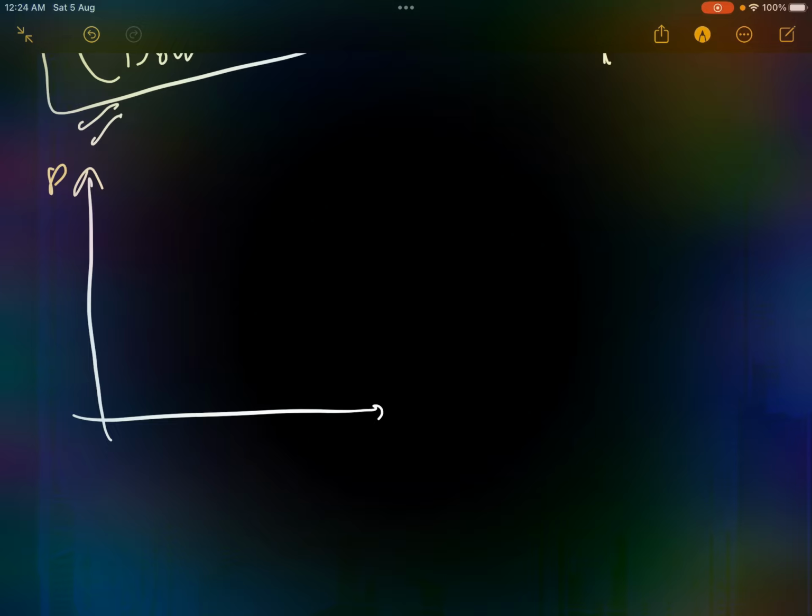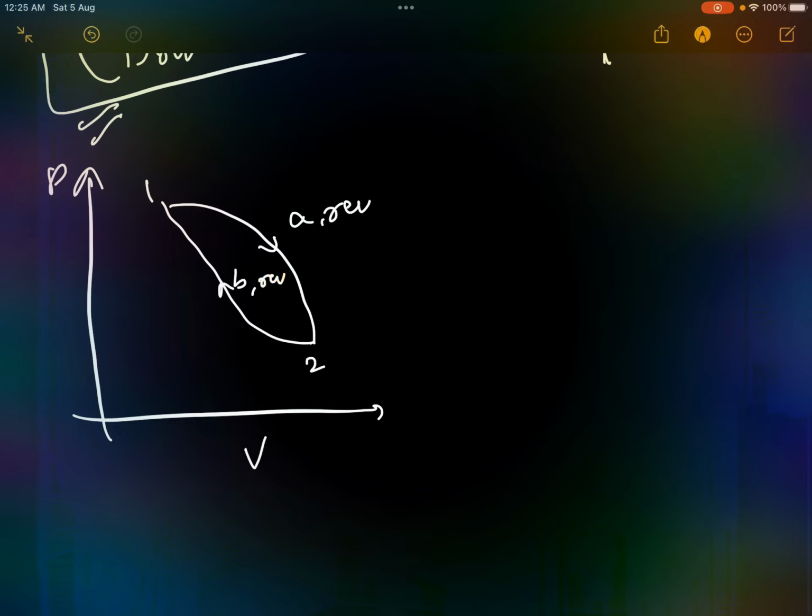So we have a PV diagram, and I am going from state 1 to 2 with a reversible path A, and from state 2 to 1 with path B, which is reversible. Now let's say I am going from 2 to 1 with an irreversible path, so it will be dotted here, because we cannot draw a solid line in a PV diagram. An irreversible path is always drawn with a dotted line in a PV diagram. So I am going from state 2 to state 1 with path C, which is irreversible.